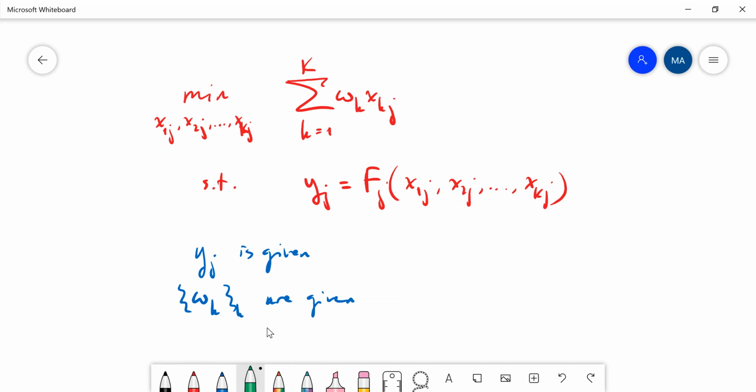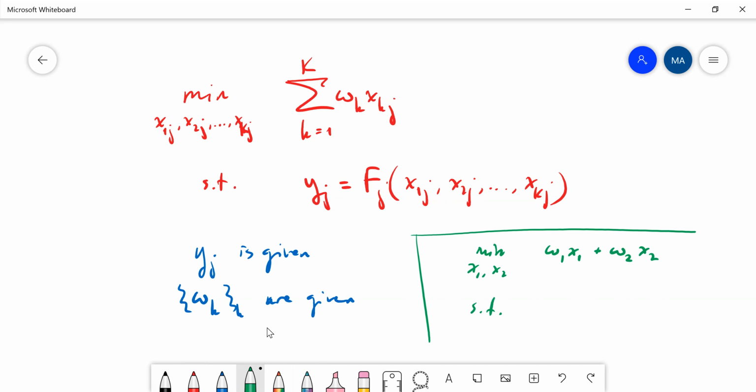So if we write this for the previous example of two goods, we have minimize by choosing x1, x2, omega 1 x1 plus omega 2 x2, subject to, let's say, y equals x1 to the theta, x2 to the 1 minus theta, where theta is between 0 and 1. This is the typical Cobb-Douglas problem that you always studied in your micro lectures.